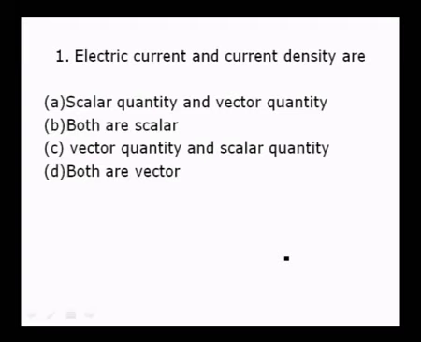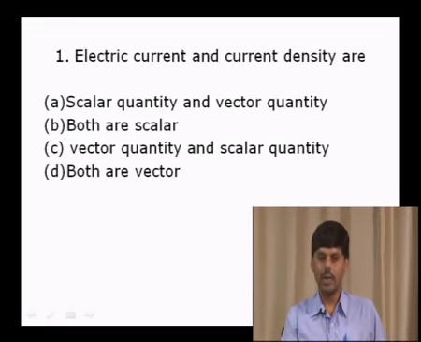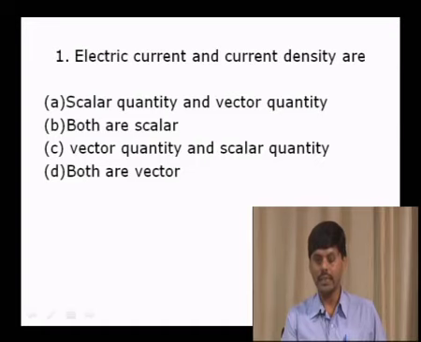Electric current and current density are, your options are A, scalar quantity and vector quantity, B, both are scalar, C, vector quantity and scalar quantity, D, both are vector. In the synopsis only I have discussed. Current is a scalar quantity, even though it has both magnitude and direction. One is clear, current is a scalar. Next we will move on to the current density.